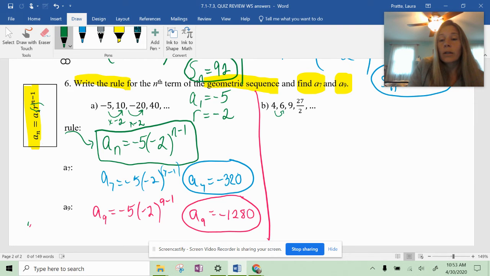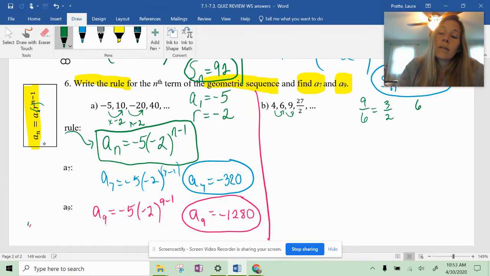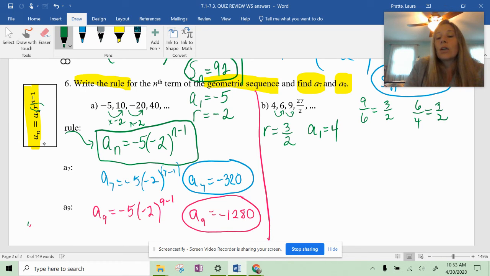So this pattern, it looks like I am, let's see. It's hard for me to look at this and know, what am I multiplying by, right? So I'm going to go reverse, and I'm going to do 9 divided by 6, and that simplifies to 3 over 2. And then I'm going to try 6 divided by 4, and that simplifies to 3 over 2. So my R value here is going to be 3 over 2, and my a sub 1 is 4. Because I didn't know that pattern off the top of my head, I had to use that ratio situation there to figure that out.